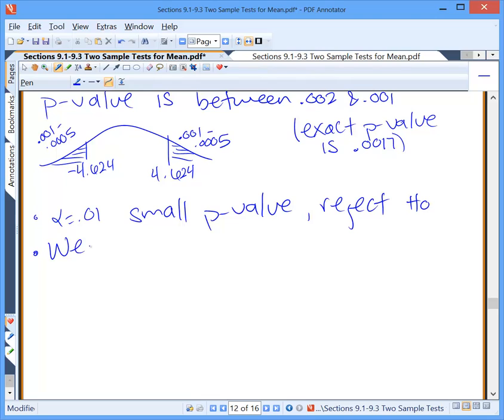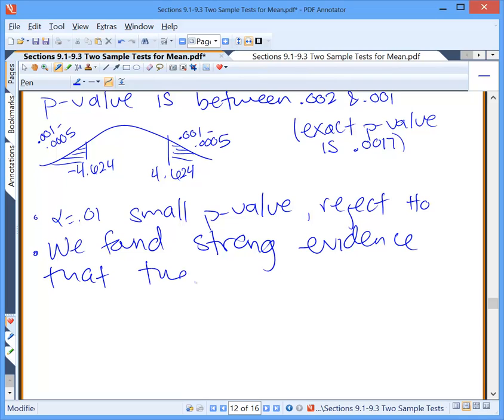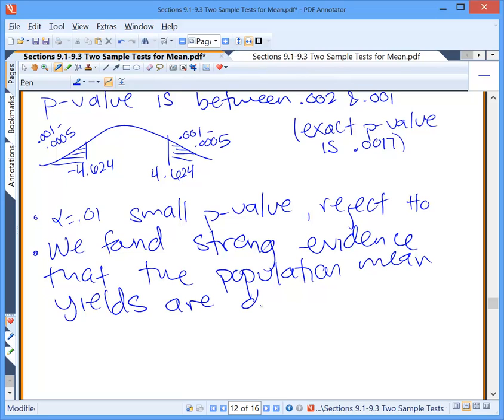So we found strong evidence that the population mean yields are different. We didn't say which one is higher, which one is lower, or how much they're different, just that they are different.